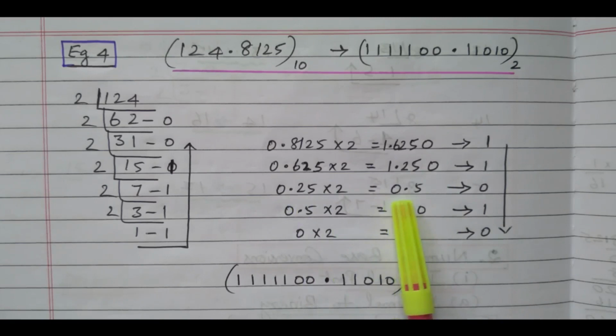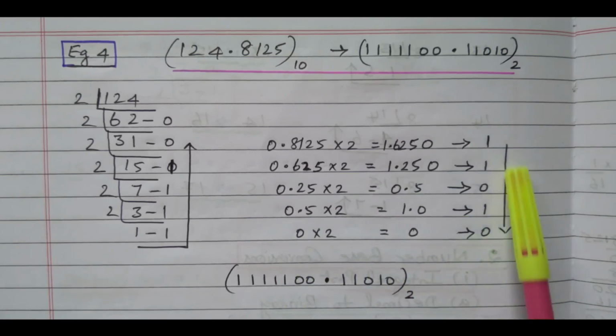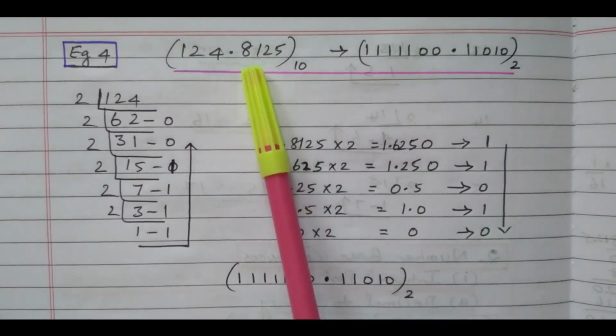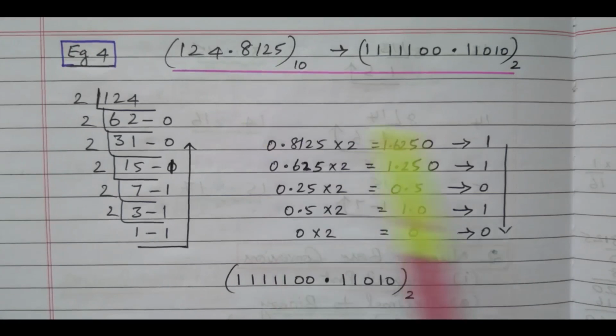0.25 into 2 means 0.5. There is no digit available, so we wrote 0. This 0.5 is again multiplied by 2. It is 1, so 1 is written here. The balance is 0. 0 into 2 is 0, again 0. So finally we got one more 0. It should be written in downward order, 1 1 0 1 0, right? So the binary equivalent of the decimal 0.8125 is 0.11010, right?